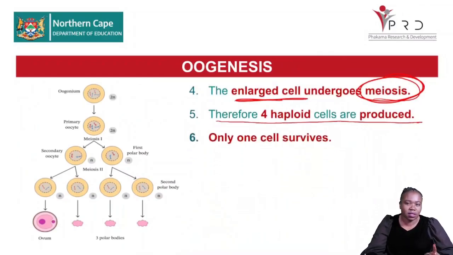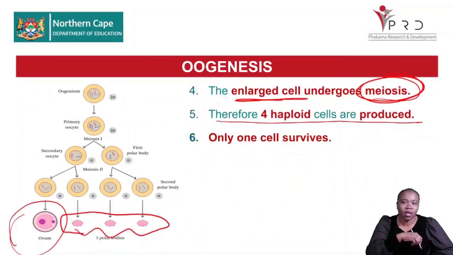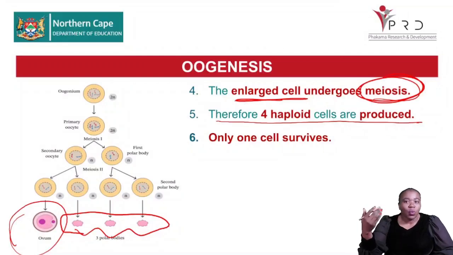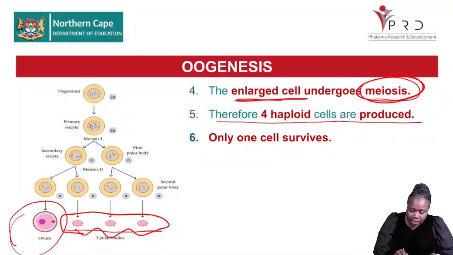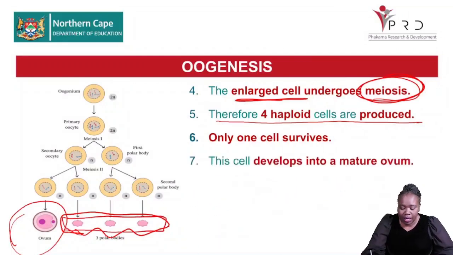Then only one of these cells is going to survive, meaning that the rest are not going to survive. As we can see here, only one has survived to become an ovum. This is why females only produce one ovum per month or per cycle, right? However, we do know that sometimes some females will produce more than one ovum, and that would usually lead to them having twins, right? However, normally all of these other ones will not survive, and only one will survive, and that is the only one that will then be able to develop into a mature ovum.